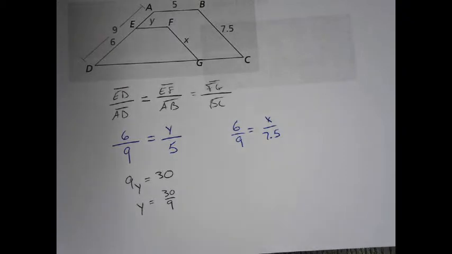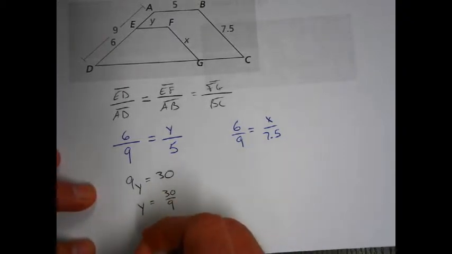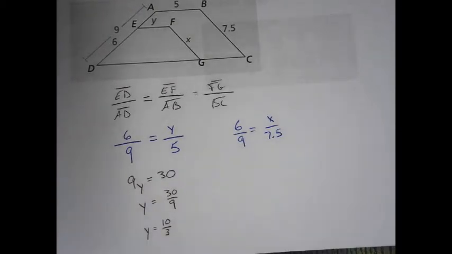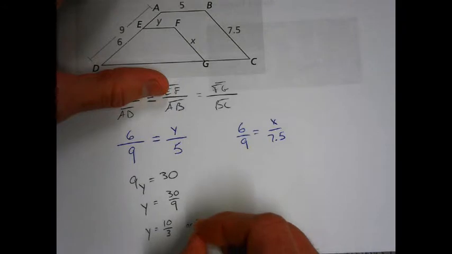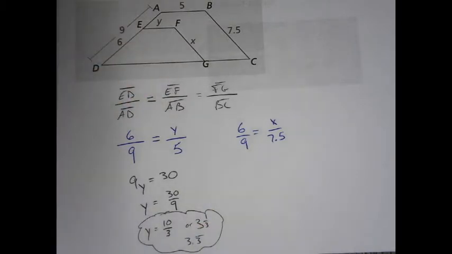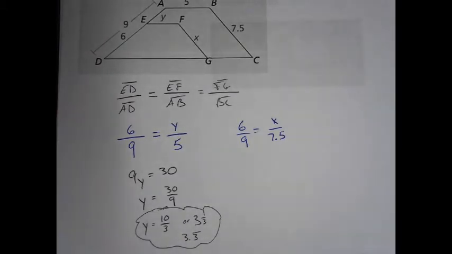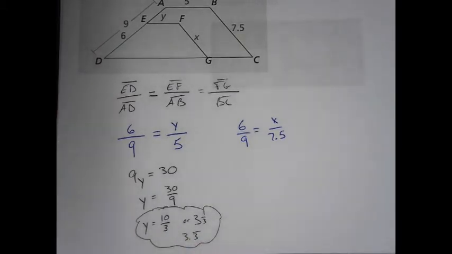Both the numerator and denominator are divisible by 3. So we'd have 10 over 3, or 3 and a third, or 3.3 repeating, whatever you want to call it. We now know the value of y. All of these are accurate values for y, as long as we use the repeating bar for 3.3 repeating. So we have now figured out the value of y.